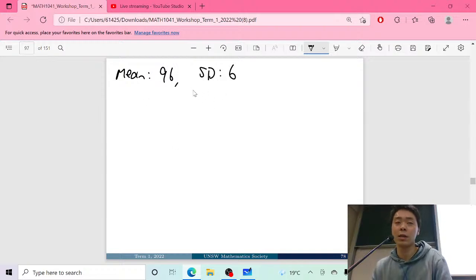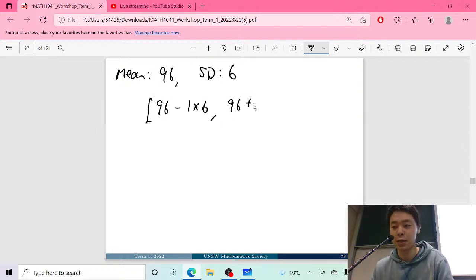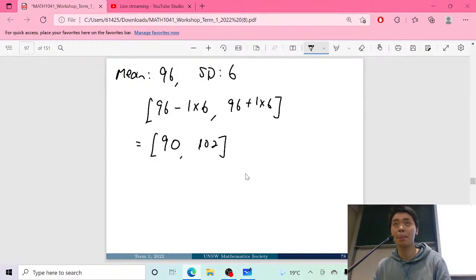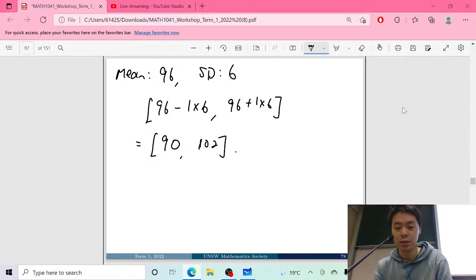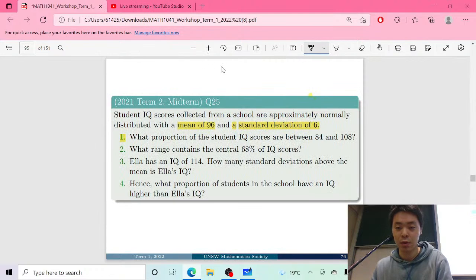So if you're within 1 standard deviation from the mean, then you need to be 96 minus 1 times 6, and 96 plus 1 times 6. If you compute this interval, what we get here is 90 and 102. So this is going to be the confidence interval for 68% of data. So let's just highlight this.